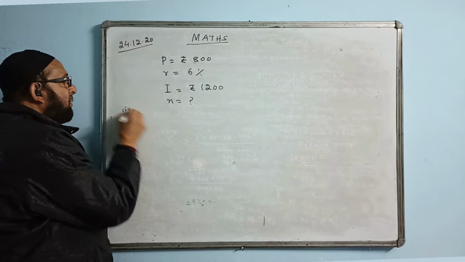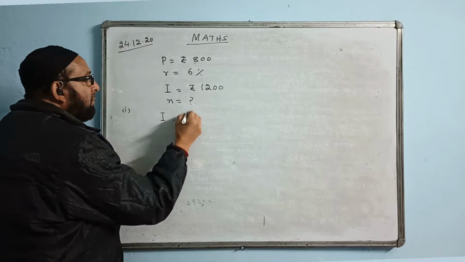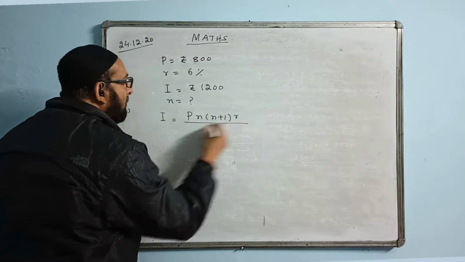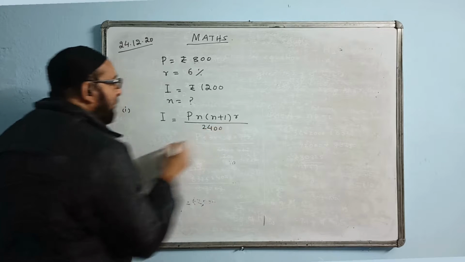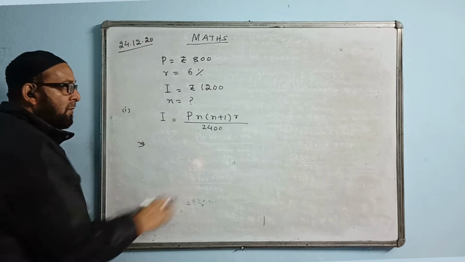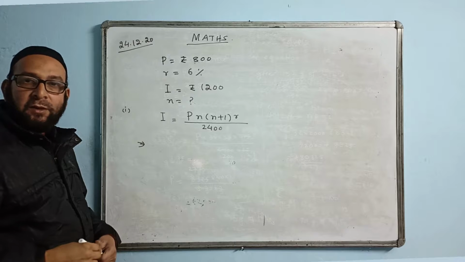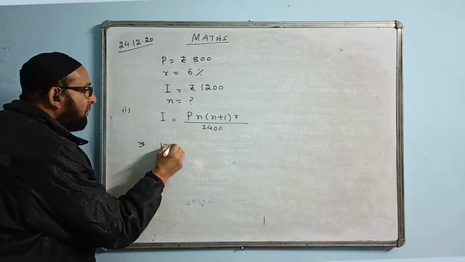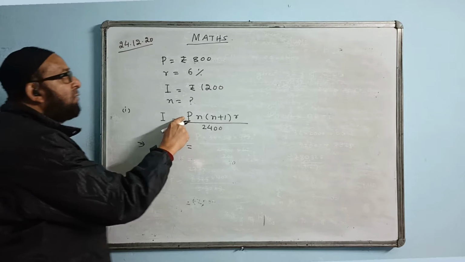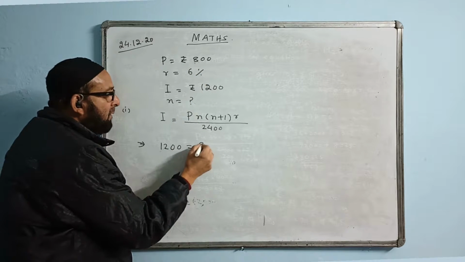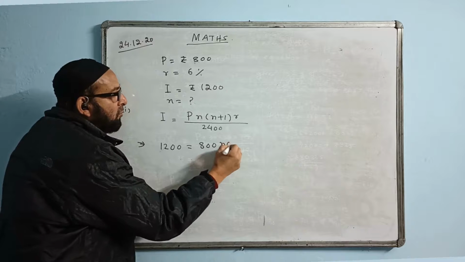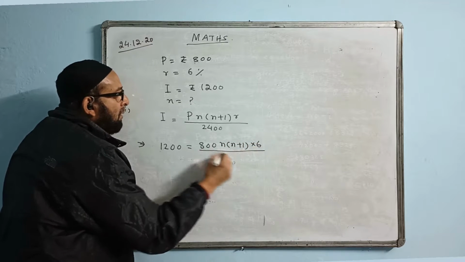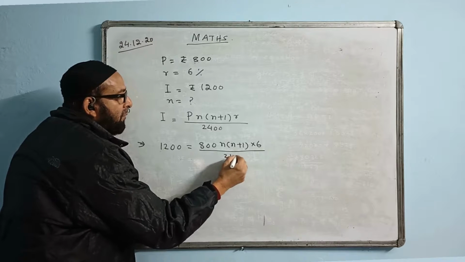Okay, first part we are doing. Write interest formula P n into n plus 1 R by 2400. We are writing the formula of interest. Putting the value. I value is given how much? 1200. Put 1200. P value is given 800. We put that 800. N is unknown. N plus 1 also unknown. Rate is given 6 by 2400.